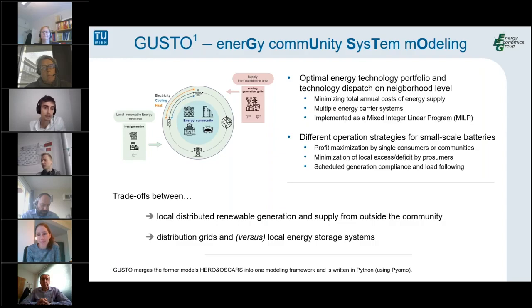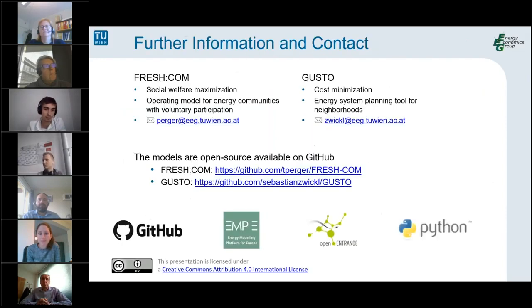And the model can be used to get insights into the trade-offs between local distributed renewable generation and supply from outside the community, and also find synergies or competition between the distribution grids and local energy storage systems. On the next slide, please get in contact with us via email or check the GitHub repository, where you can find the existing versions of the modeling framework, but also future developed new functionalities.